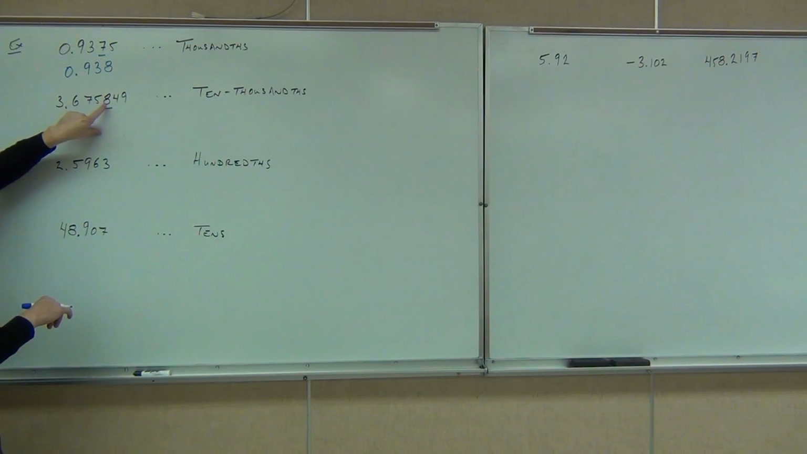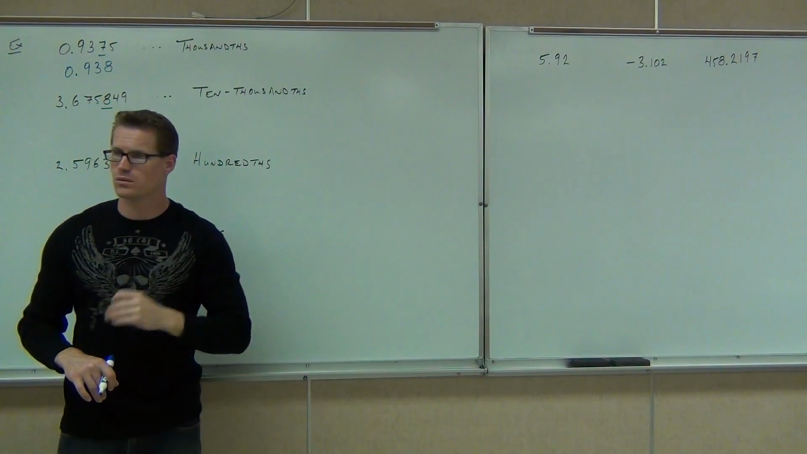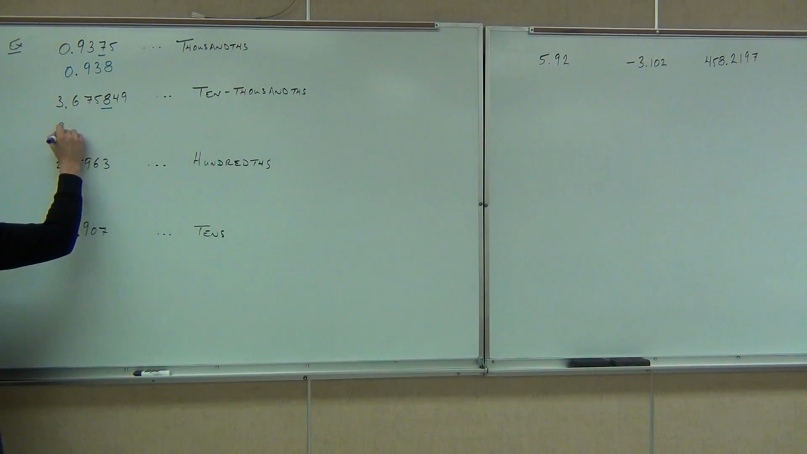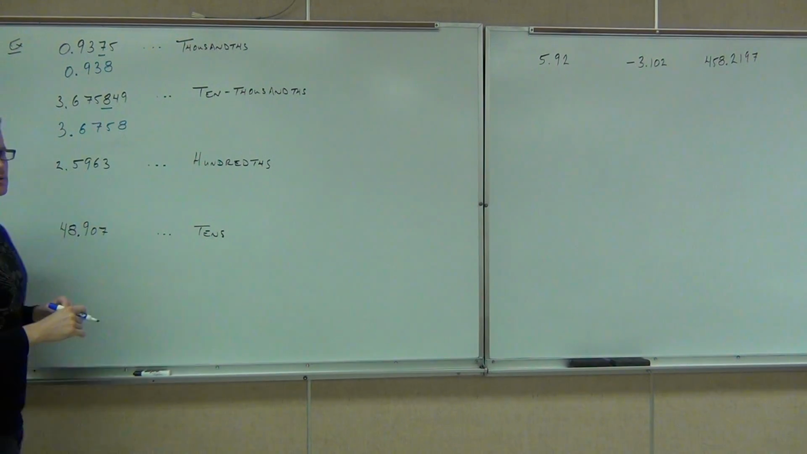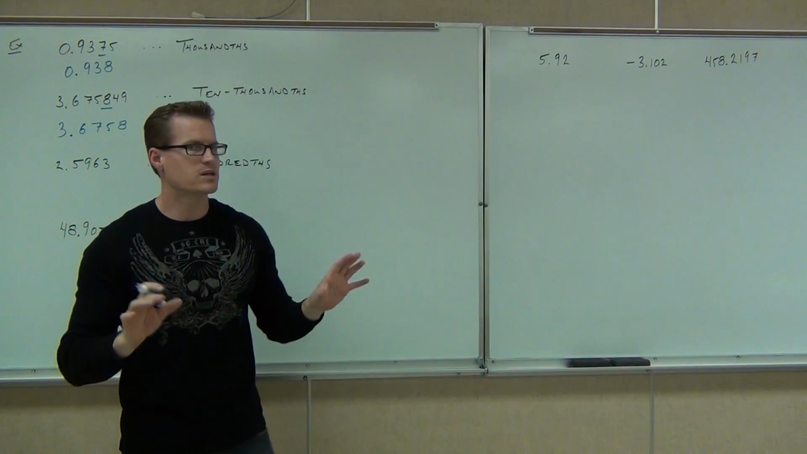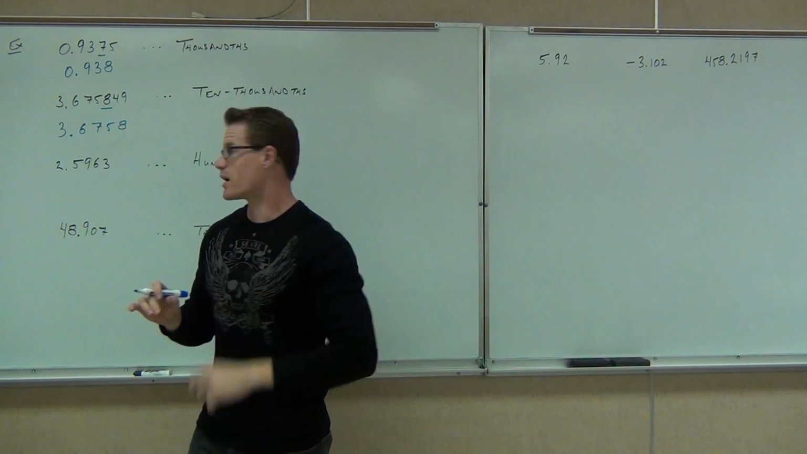So in this, are we going to move that 8 up or leave the 8 alone? Leave it alone. Yeah, we're done. We just do 3.6758. That's it. No rounding two numbers. You just look at that digit to the right.